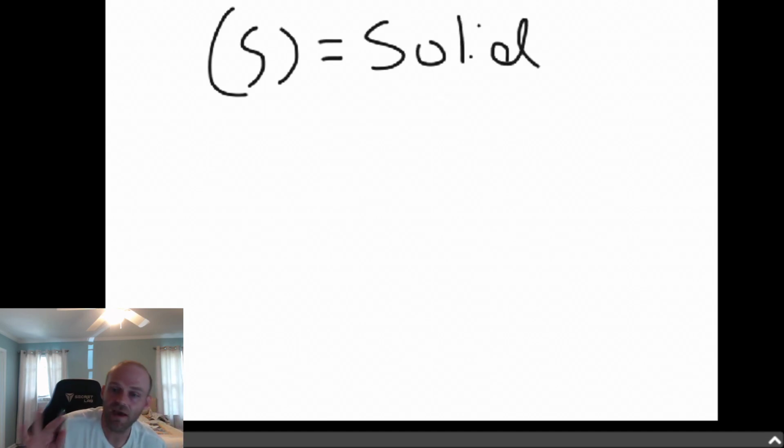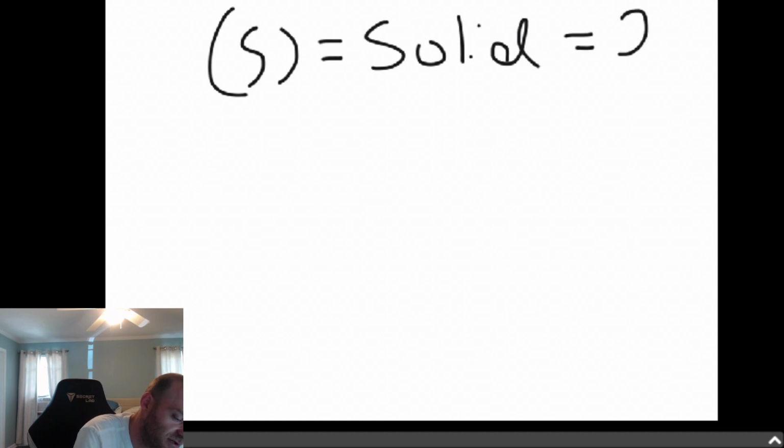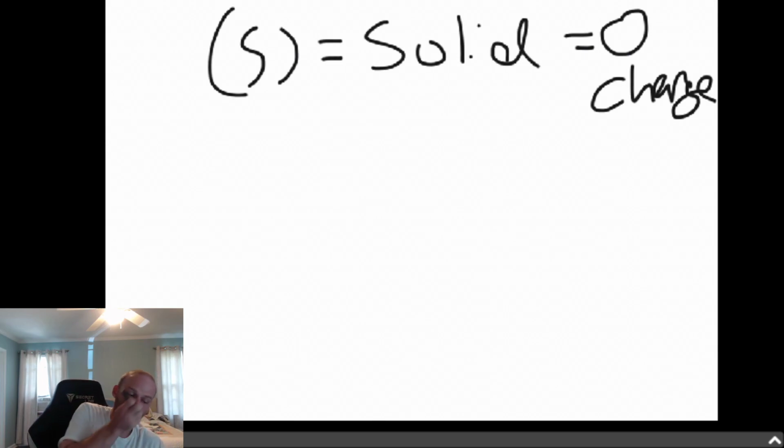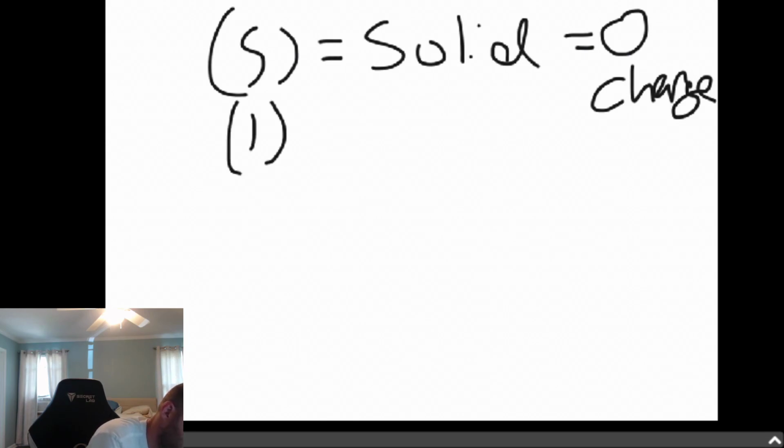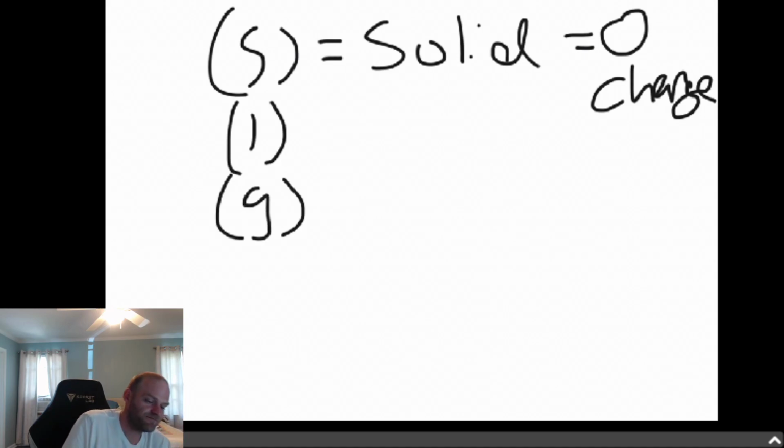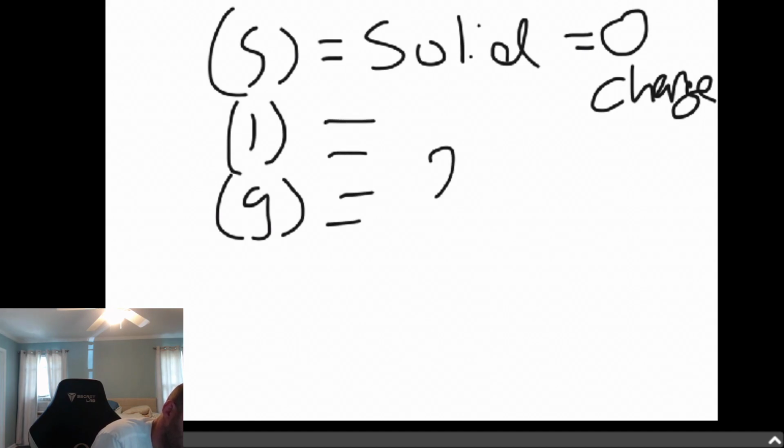So S is just solid. All right. If you see this, you can automatically assume that it has a zero charge. Okay, zero charge. That means it's balanced. Any solid is automatically balanced, and the same can go for liquid and gas. So anything in solid, liquid, gas form is a balanced molecule or atom, and it has a zero charge. So all these, zero charge.